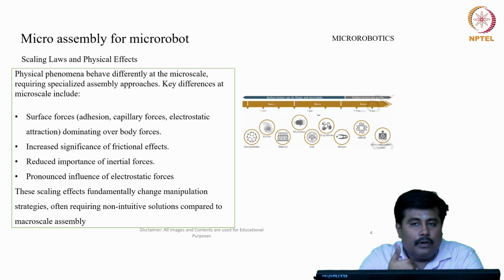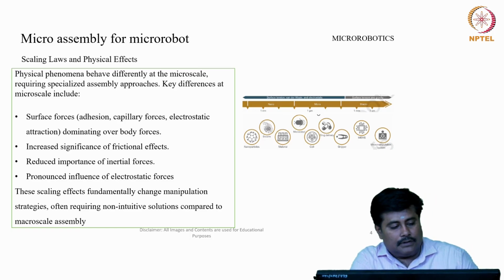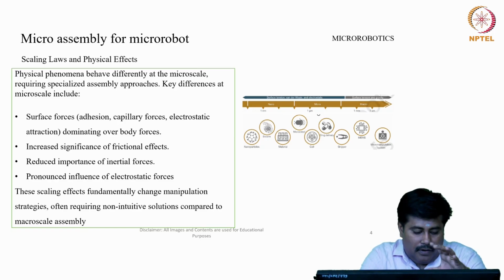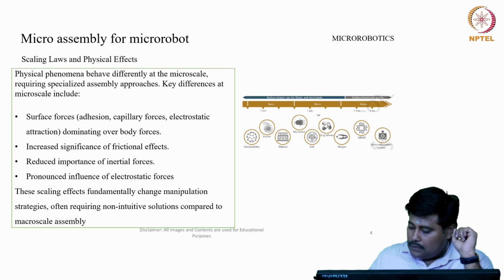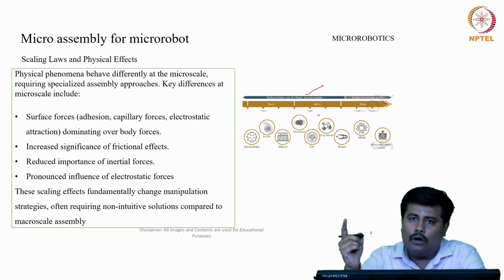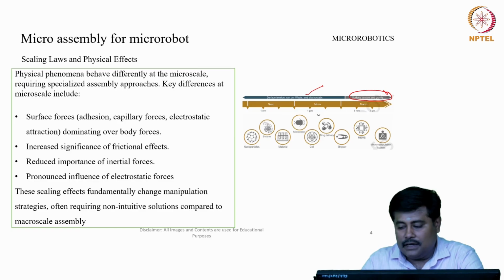However, there is a reduced importance of the inertial force. The pronounced influence of electrostatic force is one of the key aspects considered for the microscale. These microscale effects fundamentally change manipulation strategies, often requiring non-intuitive solutions compared to macro assembly. If you closely observe micro assembly, we can classify it into two. One is surface tension, van der Waals forces, and electrostatic forces, which contribute towards the micro assemblies. The other is with reference to surface tension and gravity.